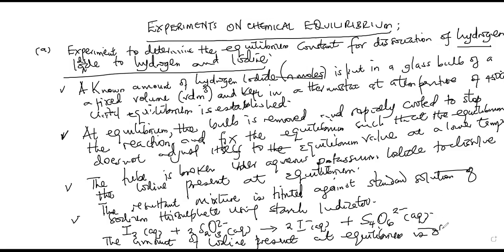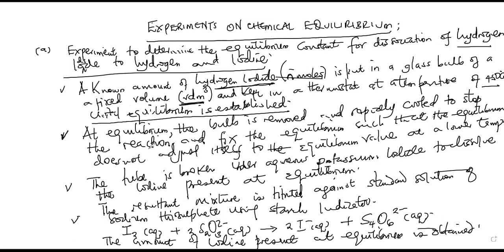is obtained. Now we want to see how we can treat the results that we've gotten in order to come up with what Kc is equal to, the equilibrium constant Kc. Now, to have a recap, a known amount of hydrogen iodide, which is going to dissociate, we have called N moles. We put it in a glass bulb with a fixed volume of V decimeters cubed. So you have the amount of hydrogen iodide and the volume of the vessel. Then we keep it in a thermostat at a temperature of 450 until equilibrium is established.